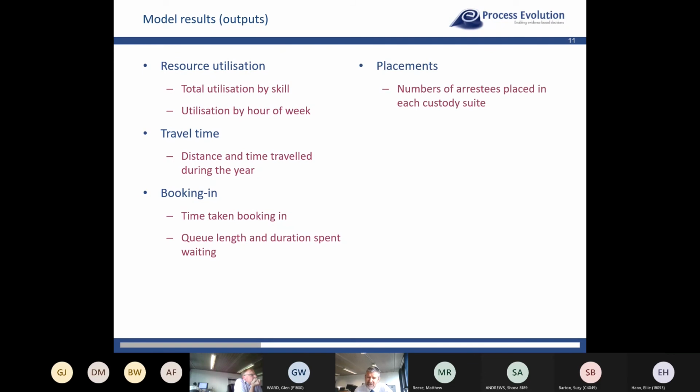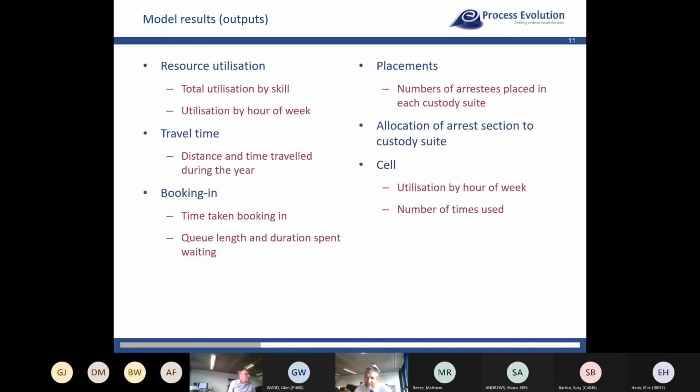We've got stuff about placement. So if I get arrested in BCU A, how often do I get placed in my preference 1 or preference 2 custody suite? Or how often is my preference 1 full and I have to go to preference 2? What does the cell utilization look like by hour of the week? And even just doing a static analysis of cell utilization around the country, normally we see anything between 15 and 25% utilization. It's a bit like the sort of beds in the Holiday Inn Express.